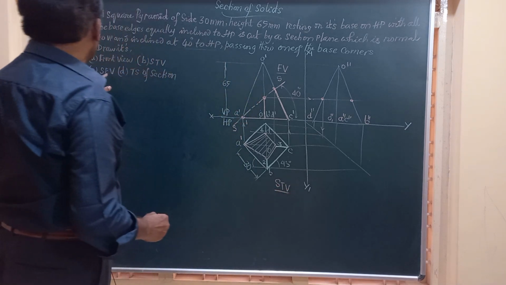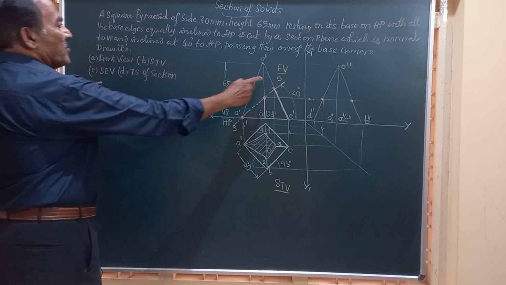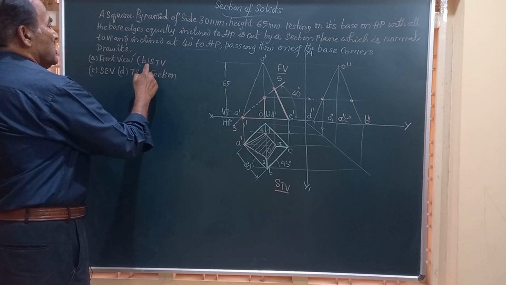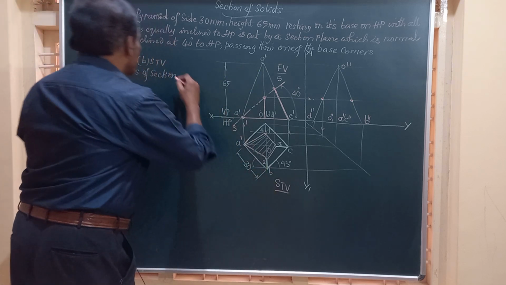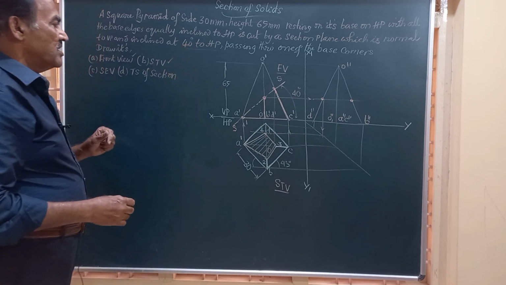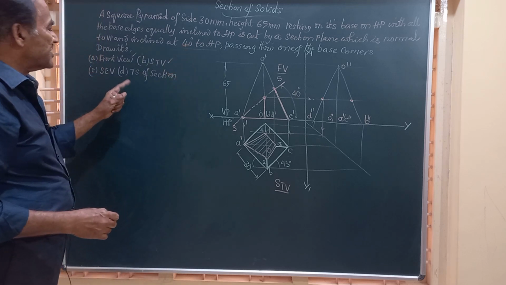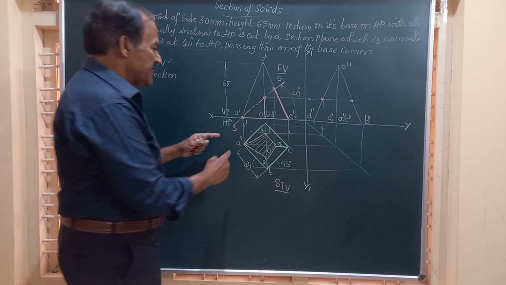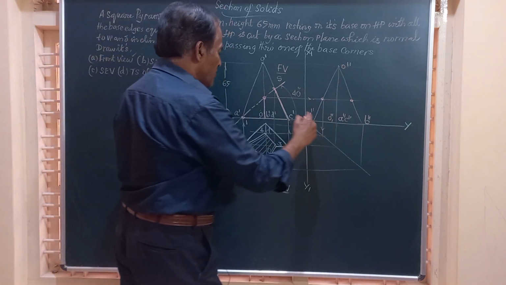So it is asked in the question, front view you have got, sectional top view. This is sectional top view you have also got. And then we have to draw the sectional end view. Friends, let's see what are the points. The end view you have got here.